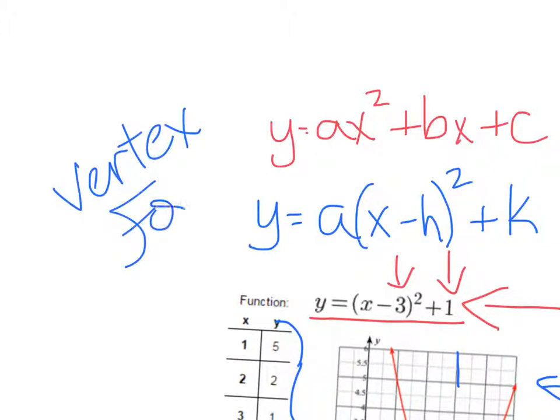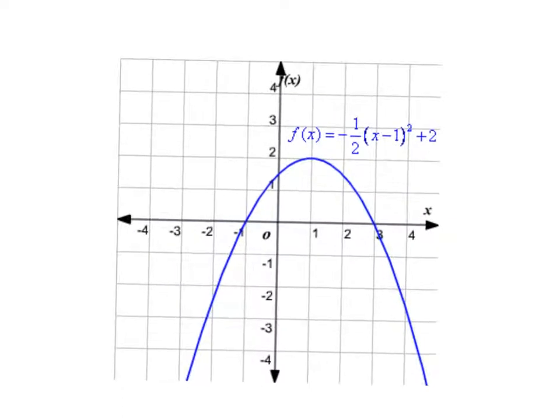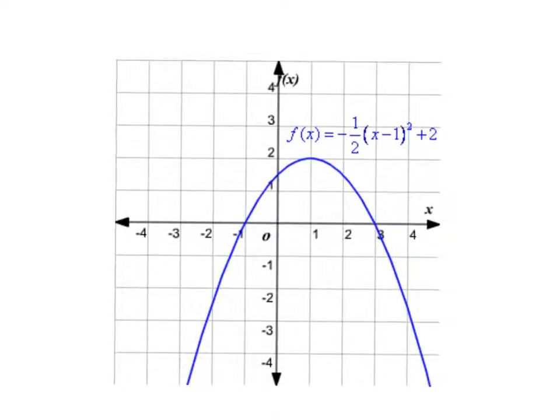The reason for that is because in this format, it tells us where the vertex of our parabola is just by looking at the function itself. So let's take a look at how that works. Here's the first of our practice functions. We're given this function, f of x equals negative 1/2 times (x minus 1) plus 2. If we look at our graph, we can find immediately that our vertex is right here at the point (1, 2).